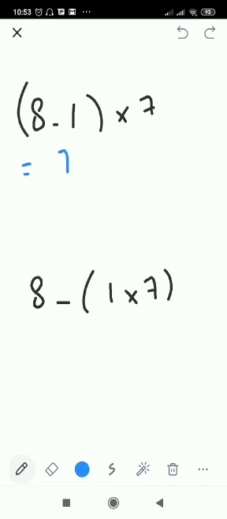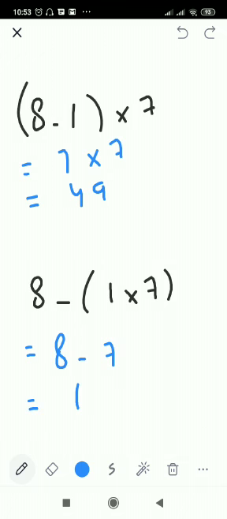8 minus 1 is 7, and 7 times 7 is 49. And now over here, 1 times 7 is 7, and 8 minus 7 is 1. Now see, in both cases we have got different answers, 49 here and 1 here, just because we have changed the position of the bracket.